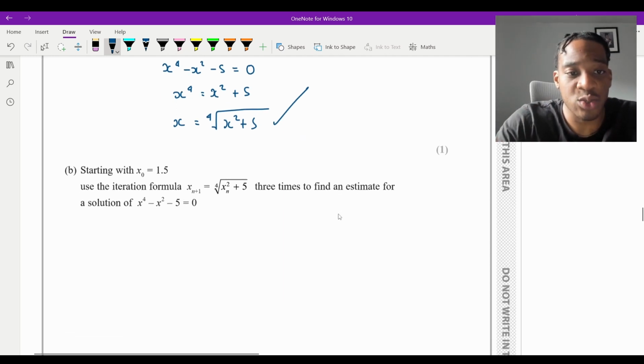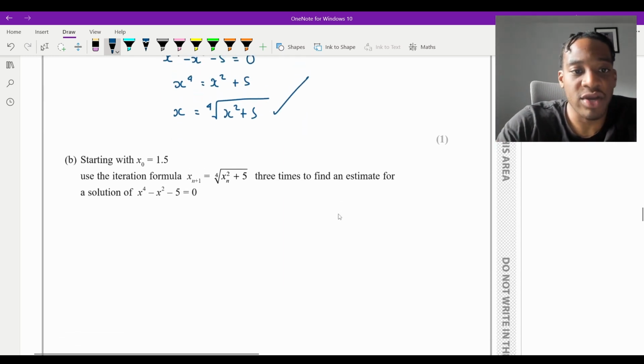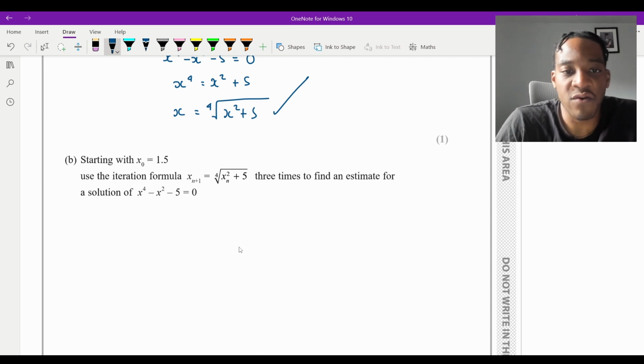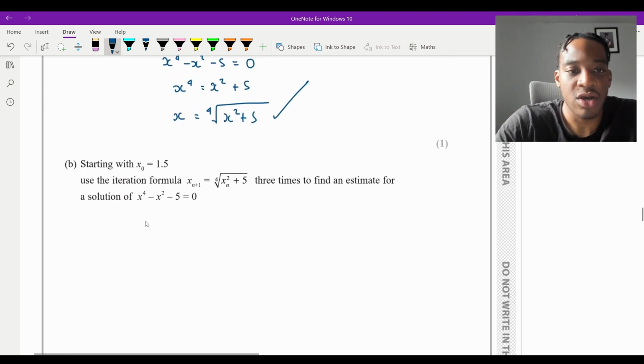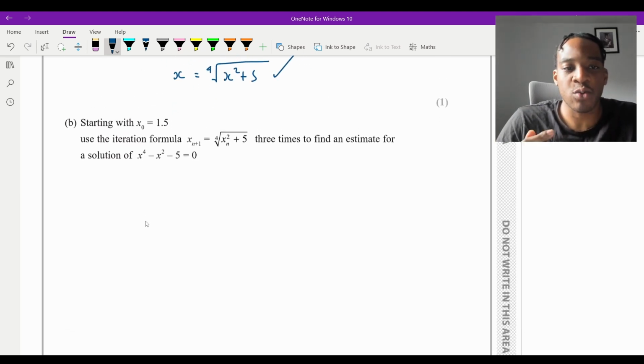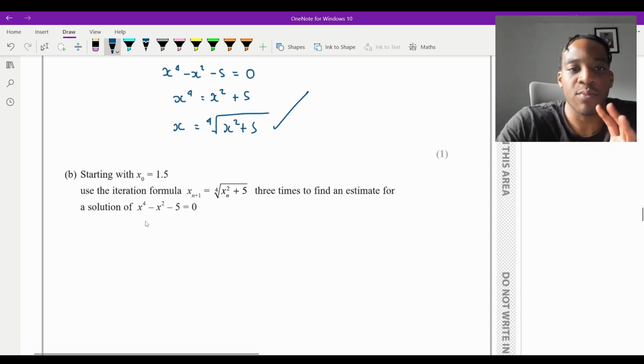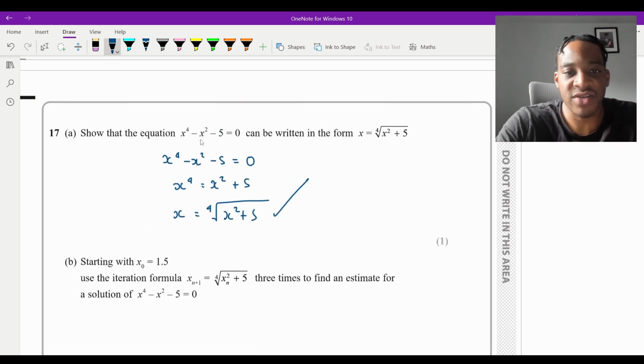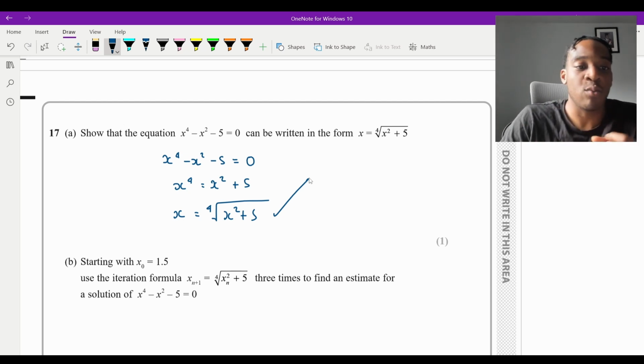It says starting with x naught is equal to 1.5, use the iteration formula x n plus 1 is equal to the 4th root of x n squared plus 5 3 times to find an estimate for a solution of x to the 4 minus x squared minus 5 is equal to 0. And how many marks is this? This is 3 marks. Okay, so whenever you're doing these types of questions, this is pretty much standard. You've got the part A when you have to rearrange. So essentially, we have this equation that we're trying to solve. We rearrange it to get some sort of formula that we can perform an iterative process on. And then we'd be able to find estimates for the solution.